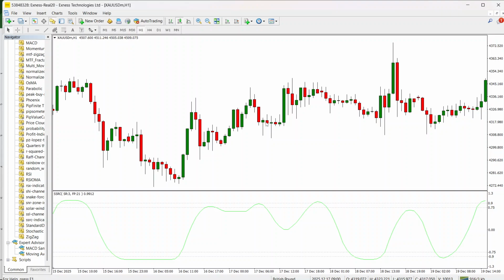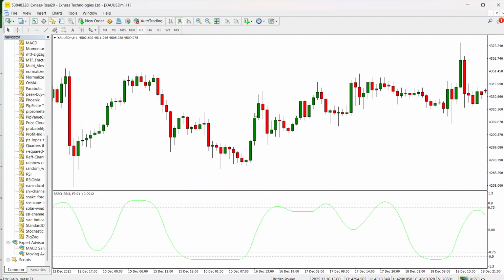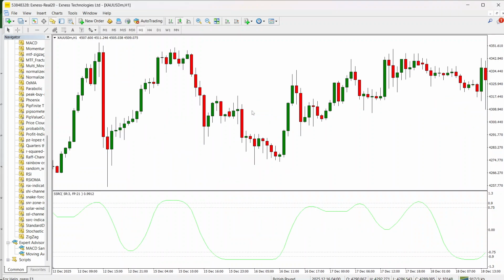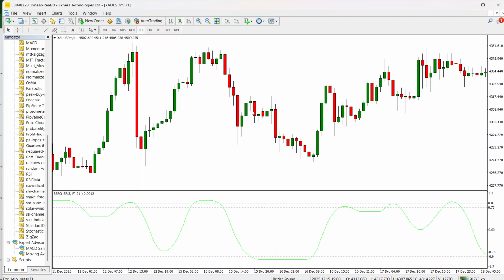This overview highlights how the smooth oscillator's overextended zones and flattening behavior can help traders time retracement entries and hold trades longer during trending conditions.